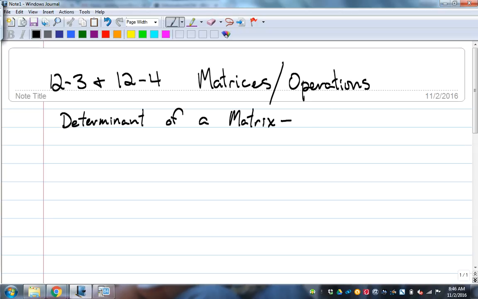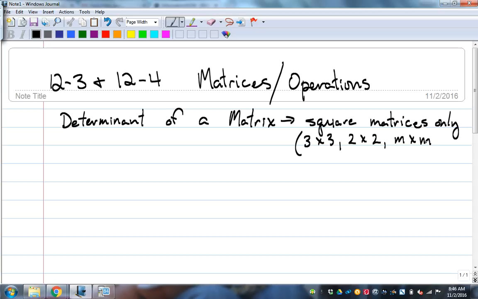They have to be a square matrix, which means it's got the same number of rows and columns, like 3 by 3, 2 by 2, M by M, whatever. They've got to have the same number of rows and columns to be able to find the determinant of a matrix. If it's not a square matrix, you just can't find the determinant of it. There's no way.